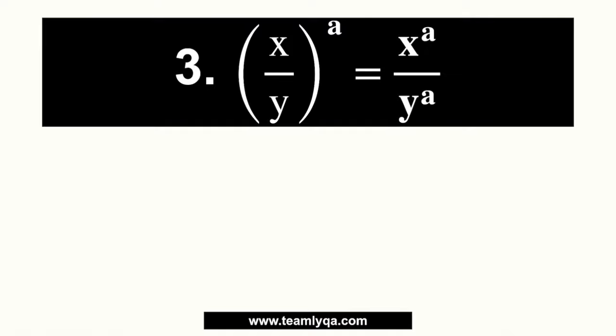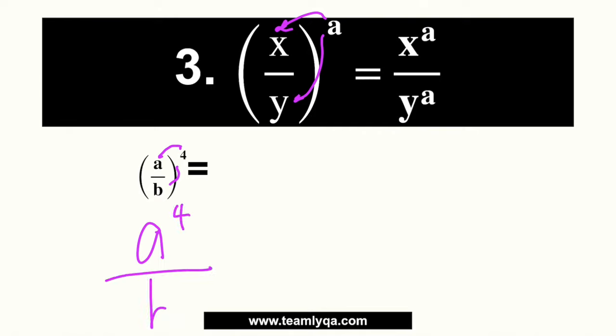Number 3, ito yung kapag yung quantity naman ay fraction, i-distribute mo ngayon yung exponent, again, sa pareho sa kanila. Bibigyan mo siya sa taas at dun din sa baba. Kaya ang magiging sagot is x raised to a over y raised to a. So, example na ito, gagawin natin, again, i-distribute natin siya doon. So, ang magiging kalabasan ay a raised to 4 over b raised to 4.